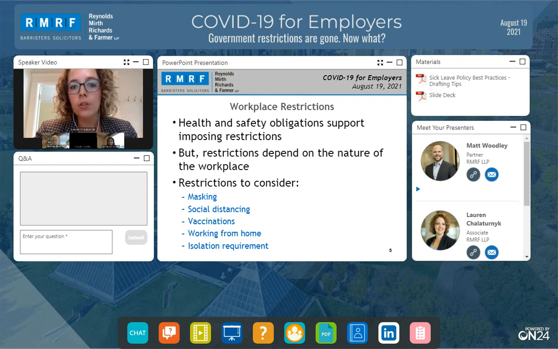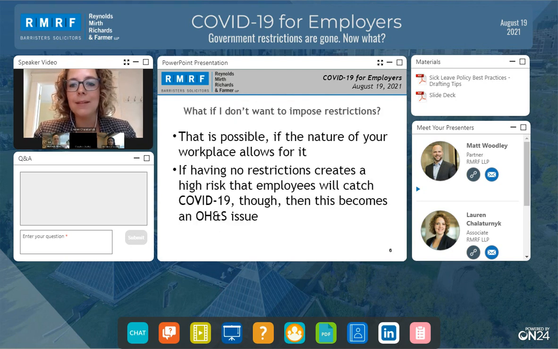So another question that we've anticipated, and I'm going to pass it off to Madison for this, is that there may also be some workplaces that say, well, what happens if I don't want to impose any restrictions? I don't feel like I need to, and what are the potential consequences of that? So I'll pass it off to Madison.